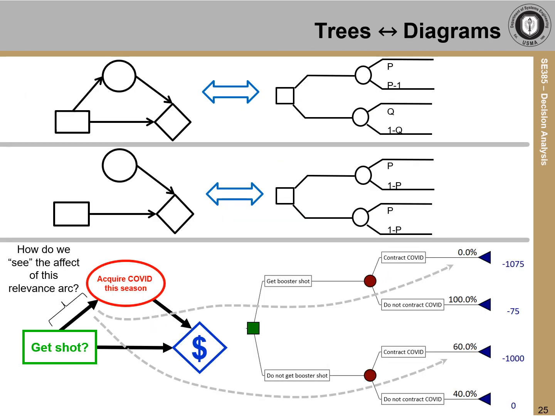So we talked about single objective and multi-objective decision trees. We've talked about influence diagrams. It's useful to actually look at, hey, can we go between the two? And the answer is yes. So when we're looking at converting influence diagrams to trees, you have two typical cases to consider.